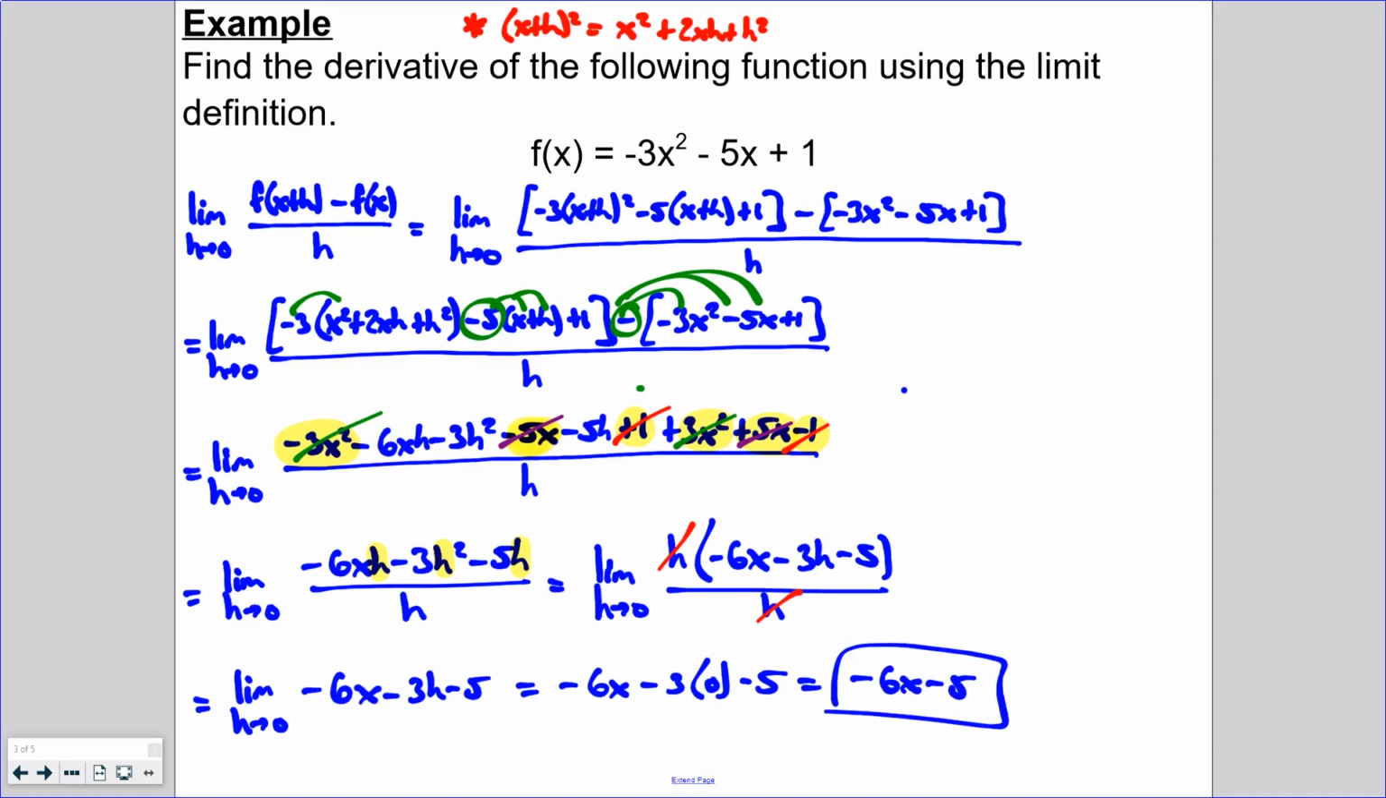Woo! Alright, so there we have it. The derivative, using the limit definition, is going to be negative 6x minus 5 of the original function, which is negative 3x squared minus 5x plus 1.